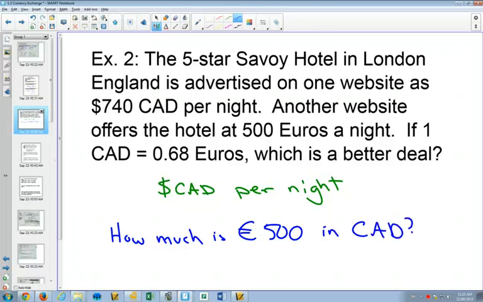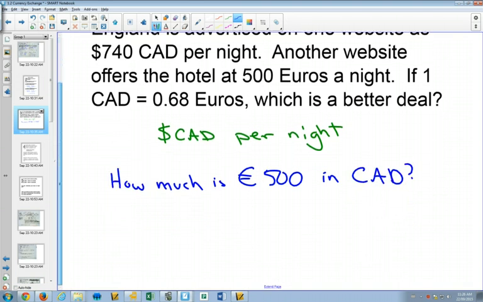So this is our question. We're really concerned about how much is 500 euros in Canadian dollars, because if it's less than 740, that one's a better deal. So we set up our proportion.